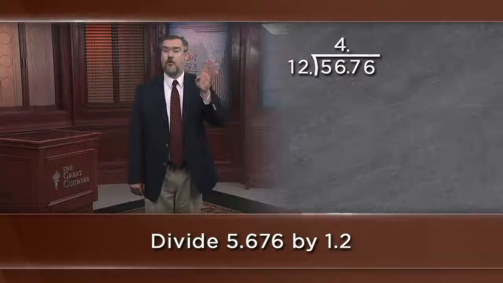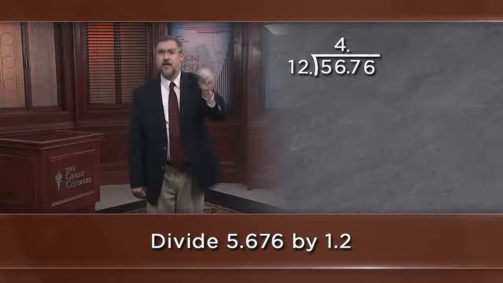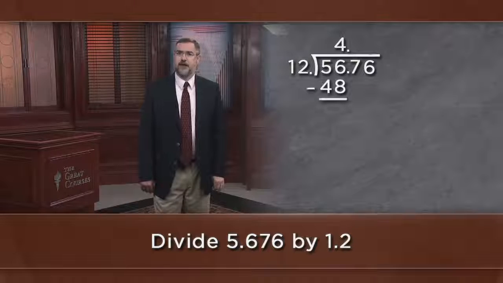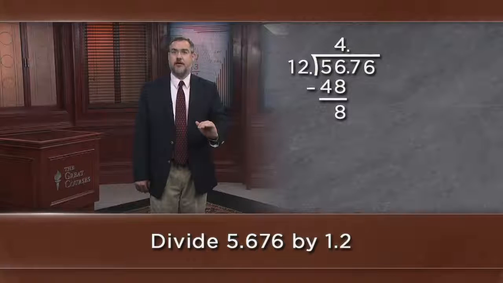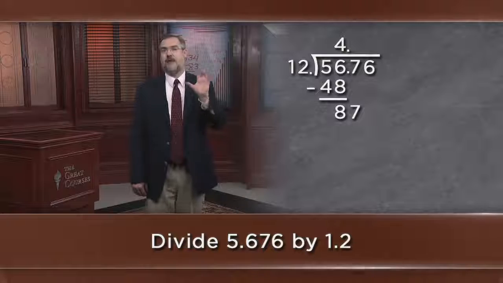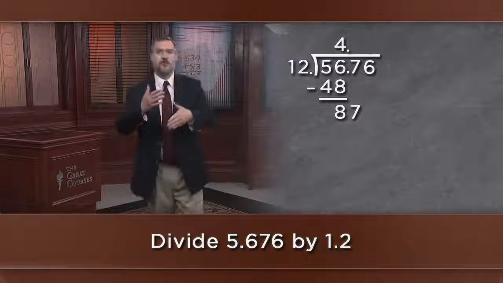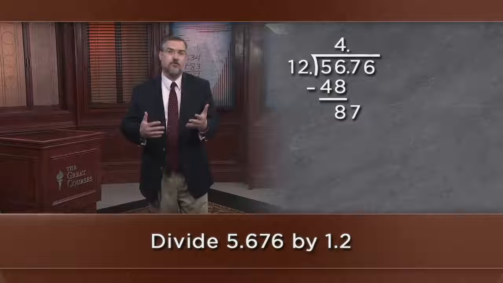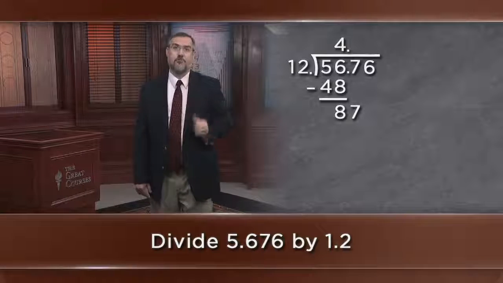So I'm going to put a 4 above the 6 in 56. I'm going to put that in the answer section. And I'm going to write 48 below the 56, and then I'm going to subtract. 56 minus 48 is 8. And so I write that in my work section, and then I drop the next digit down. That's a 7. So now I have 87. Now again, I'm ignoring that decimal point. It's not being dropped down with the 7 at that point. I can treat everything as if it was a whole number because I've already put in all the decimal points that need to be put in the problem.